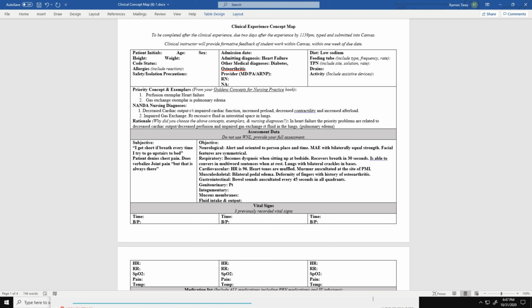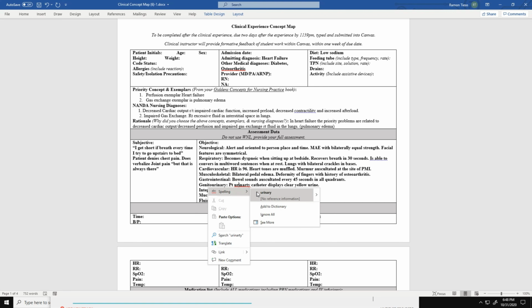Patient's urinary catheter displays, let's say, clear yellow urine. So that way you know that the guy has a catheter. And I got a T in urinary, so let's go ahead and fix that.